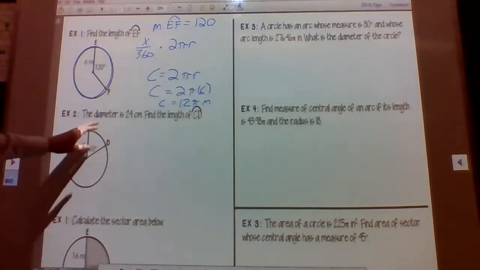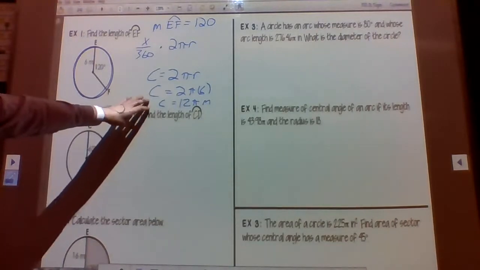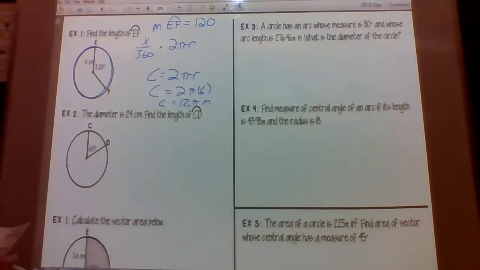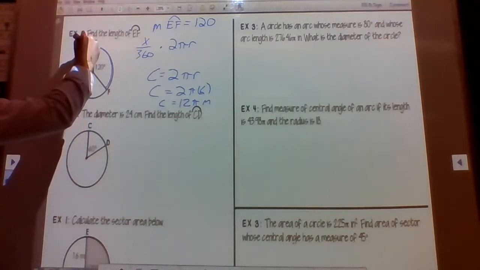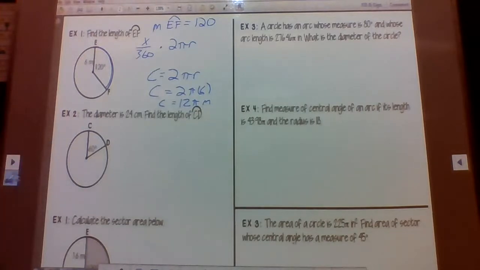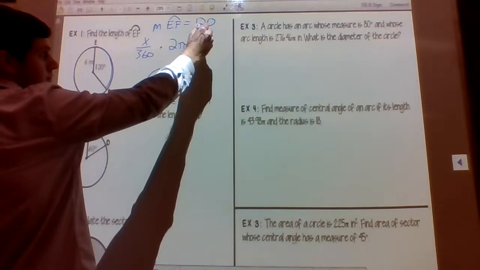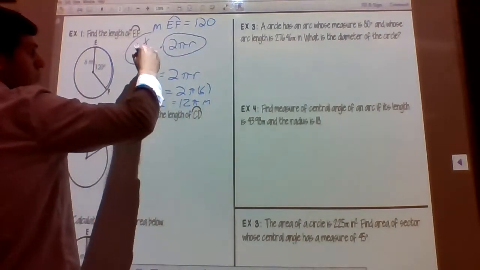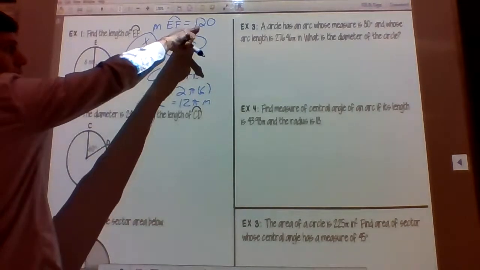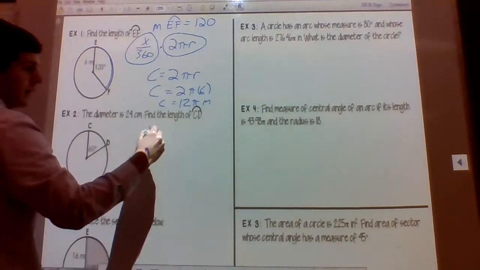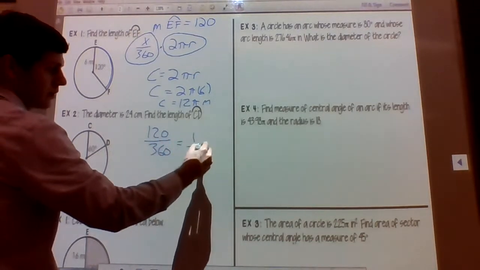But we don't want the length of the whole circle. The length of the whole circle is the circumference, and we don't want the whole circumference. We only want part of it. We want the part, E and F here, that's 120 degrees. So we need to multiply by a portion of the circle. This is telling us the circumference of the circle, and then this is telling us what portion of the circle we are looking at. So in our case, 120 divided by 360, which is going to reduce down to 1/3.